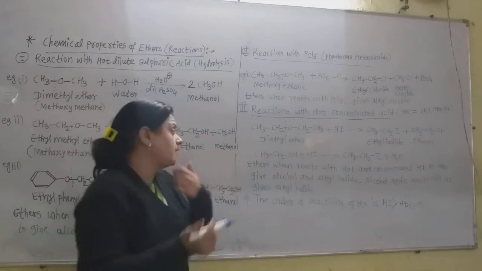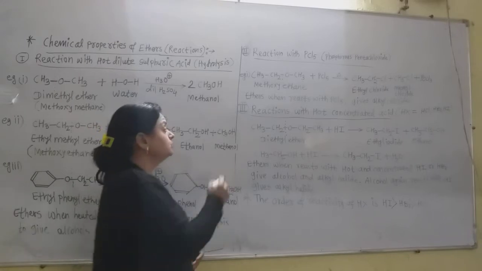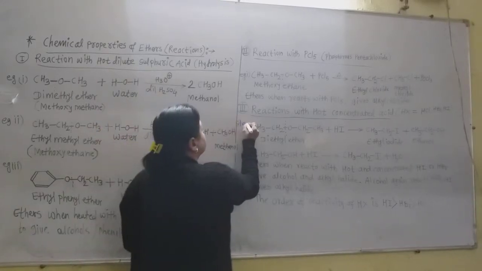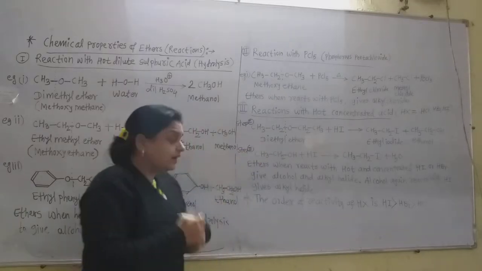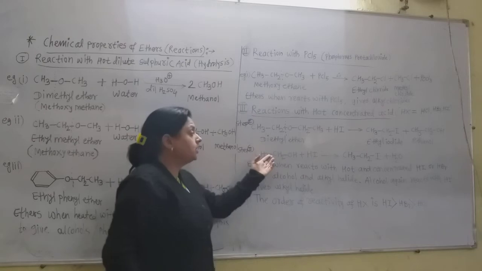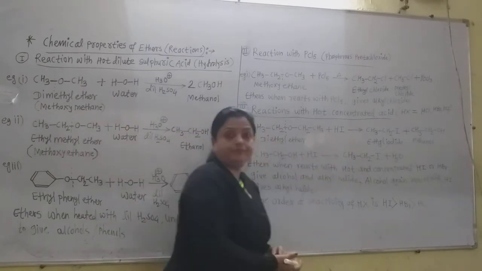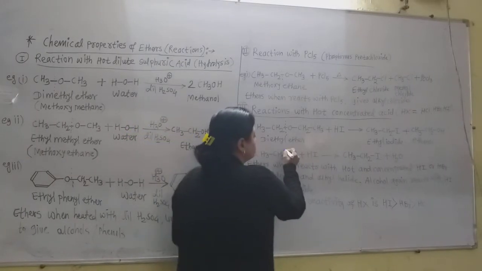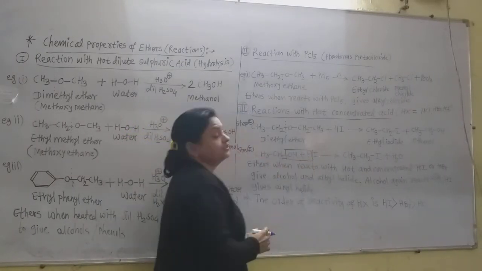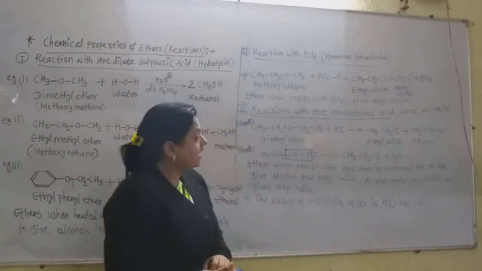But this alcohol again reacts with the hydroiodic acid. Now this is step 1 and this is step 2. Same reaction, but this is step 2. Again this alcohol reacts with the HI to give ethyl iodide and a water molecule. In this way the water molecule is formed, and this CH3CH2 reacts with this iodine to form the ethyl iodide.